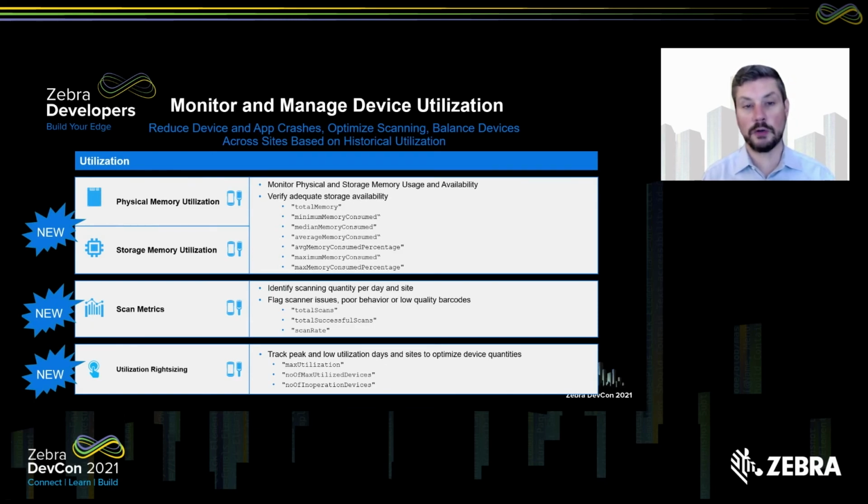And then the last one here is around right sizing and utilization. I've talked about utilization several times. This is trying to help you understand, at each site, how much you are optimizing the number of devices that are there. Do you have a lot of unutilized devices, or are you regularly maxing out all of your devices as well? So either of those could be a problem for you.